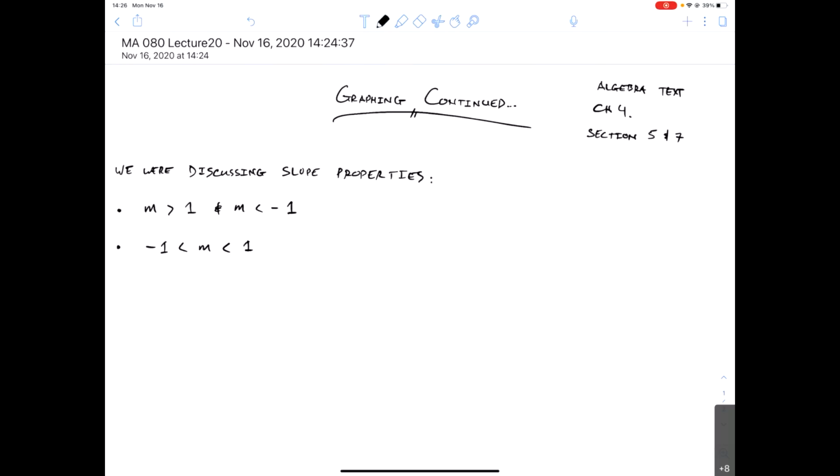So the first one, it's when the slope is bigger than just 1 in general, as well as less than -1. And then the second property, it's when m is strictly between 1 and -1. And then you also have to worry about when they stand alone by themselves, when m is positive versus when m is negative, m less than 0.